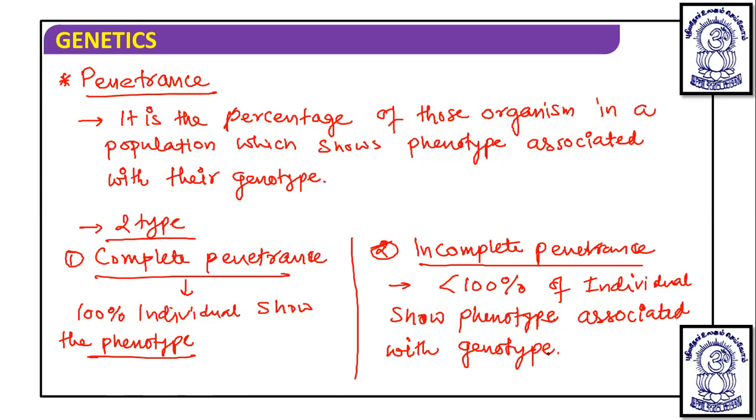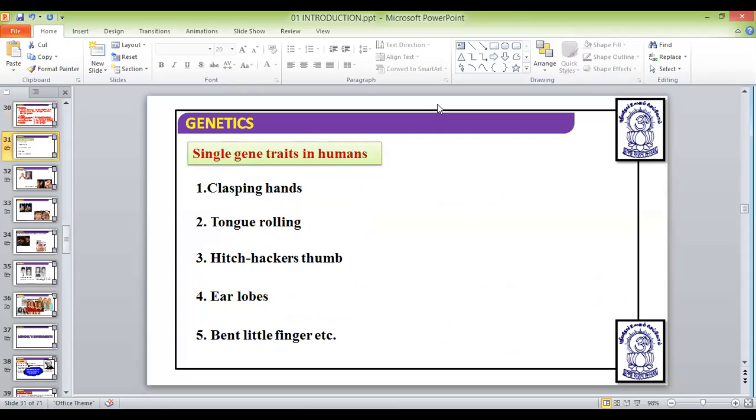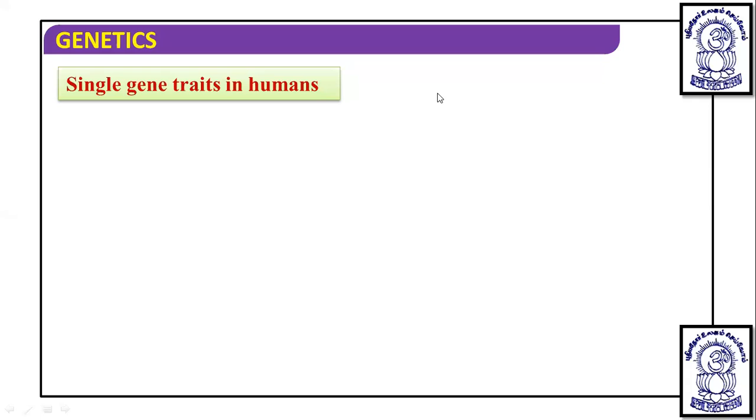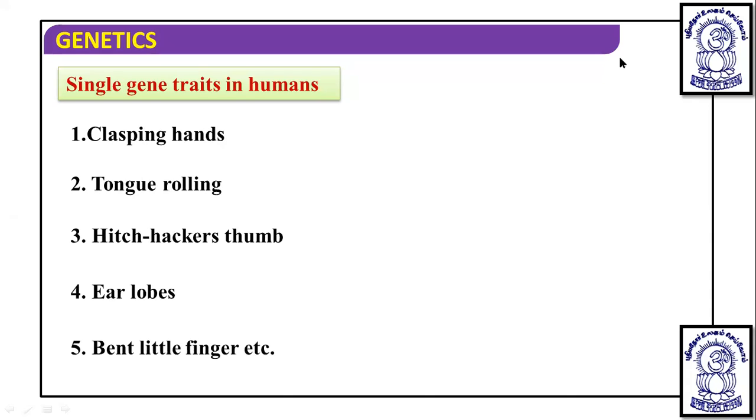Okay, so this much terminology we have discussed. Now we are going to discuss some more things regarding this. Okay, so let's talk about some of the characters or traits which are controlled by a single gene. So single gene trait is one. Examples are clasping hand, tongue rolling, hitchhiker's thumb, earlobe, bent little finger, etc.